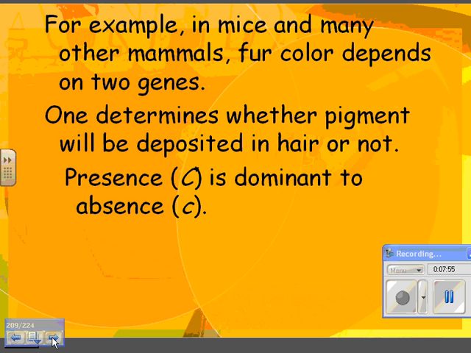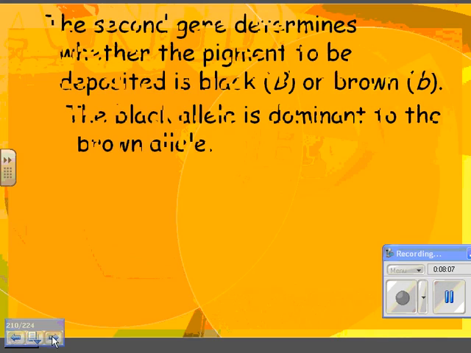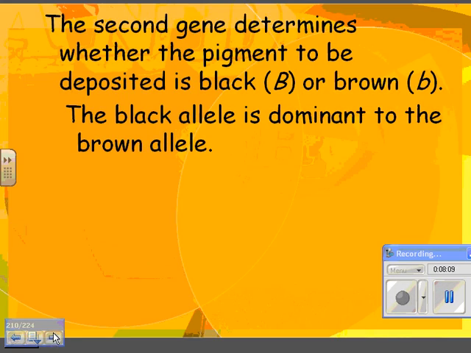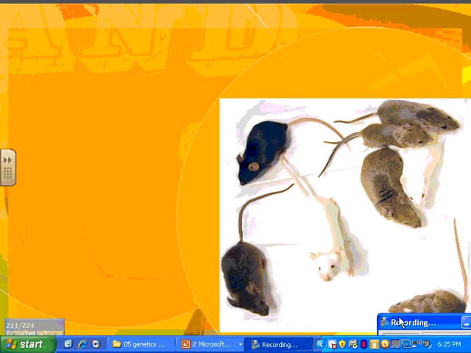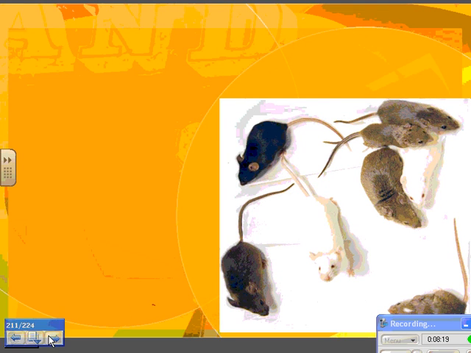So for example, in mice and many other mammals, fur color depends on two genes. One determines whether the pigment will be deposited in hair or not. So big C means you'll have some color, little c means you won't, so you'll be very light. And then a second gene determines whether the pigment's going to be black or brown. So the black allele is dominant to the brown allele. So here are a bunch of mice. Kind of cute, huh? Believe it or not.